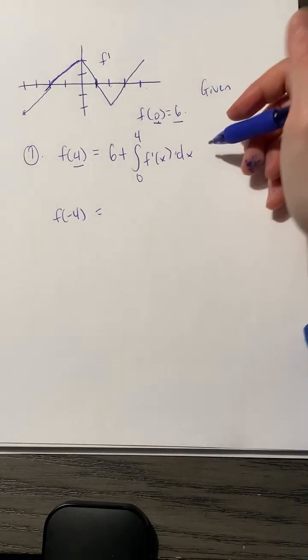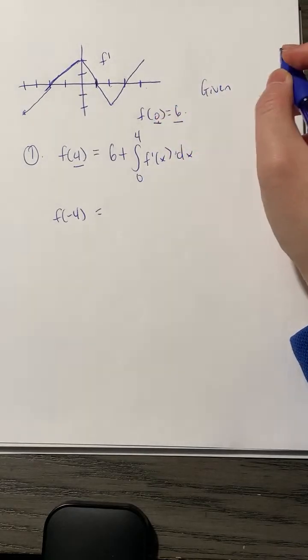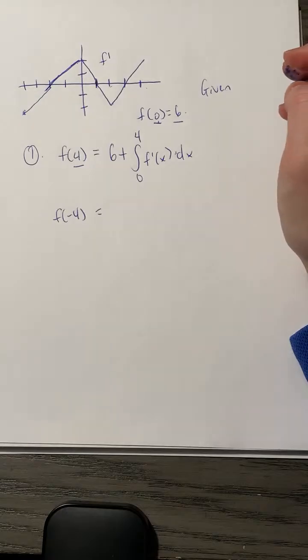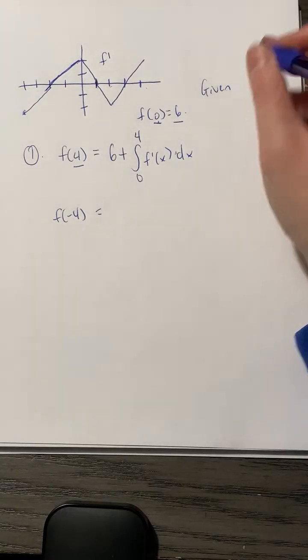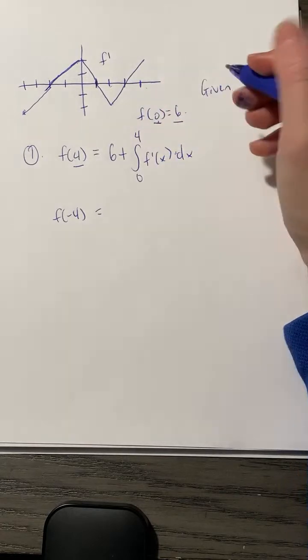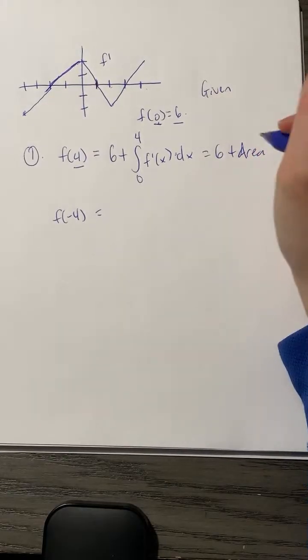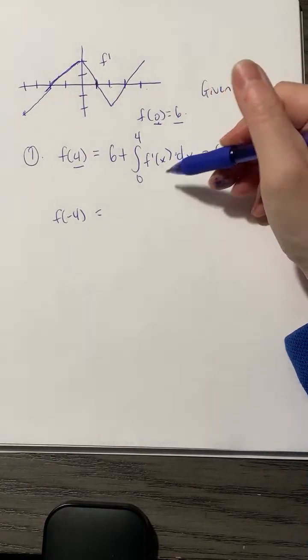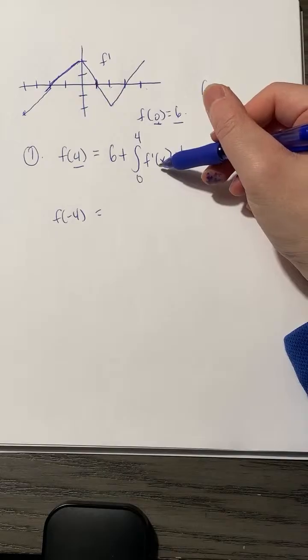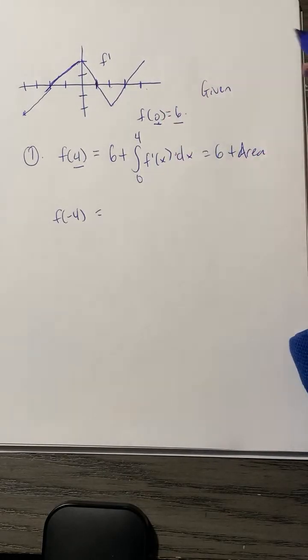Now what I do is I have to evaluate this integral. Before we were evaluating integrals with calculators or Riemann sums because that's what the givens sort of entailed. In this case, whenever you have a graph of f prime, you're going to be finding integrals with area. So I'm going to write 6 plus area. Just keep in mind, I don't like to write area right here because you're not taking the integral of area. You're using area to evaluate the entire integral, if that makes sense.